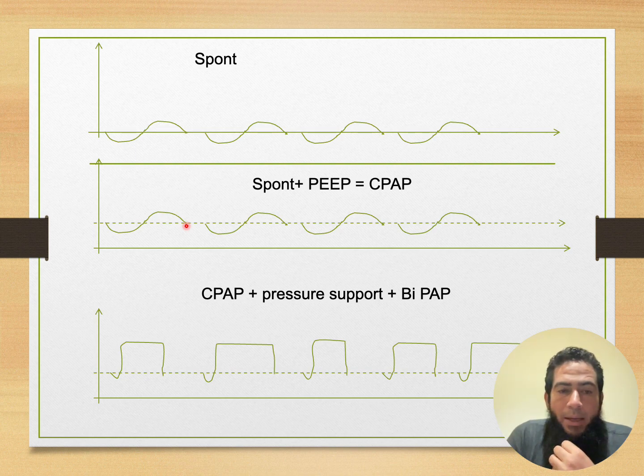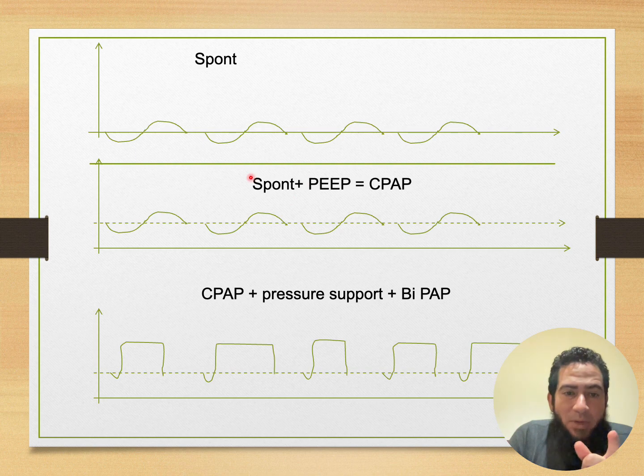So if you put positive end expiratory pressure to 5, for example, the whole curve, the oscillation, will not be around 0 anymore. It will be around the 5. That's where the name PEEP comes from, positive end expiratory pressure. The end expiratory pressure here was 0, but the end expiratory pressure here is 5. So PEEP is positive end expiratory pressure.